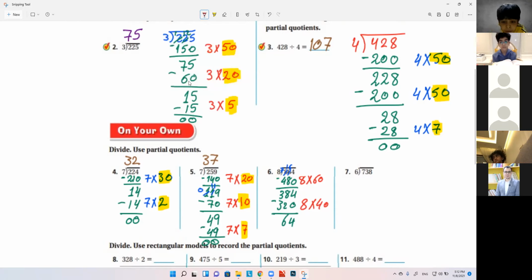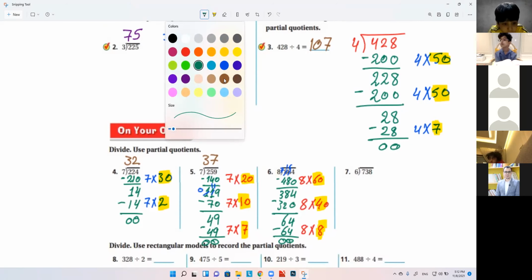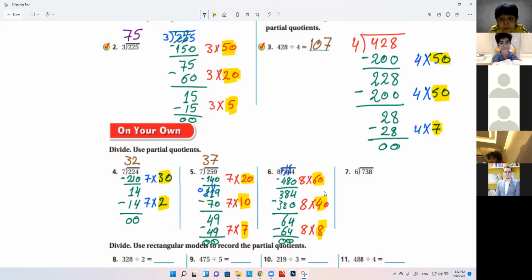So let's check. Can we multiply by what? By 8. Yeah, let's multiply by 8. So it will be 64. And let's subtract. It will be zeros. So add them all together. 60 plus 40 equals what? Equal 108. And 8, it will be 108. That's it. Thank you so much, Hassan.